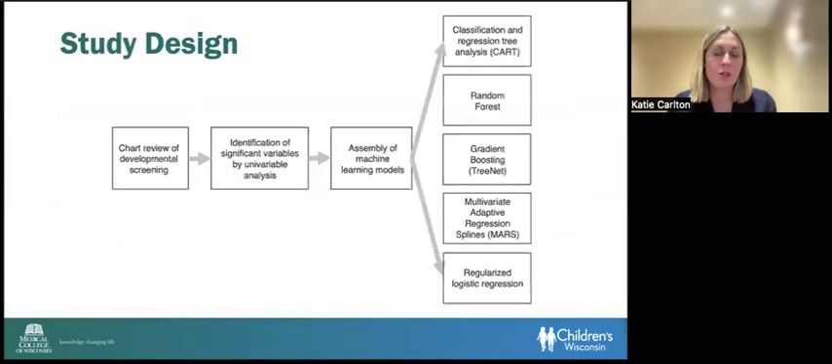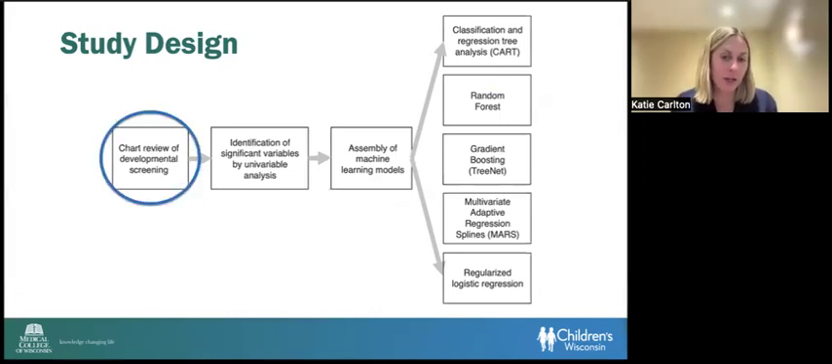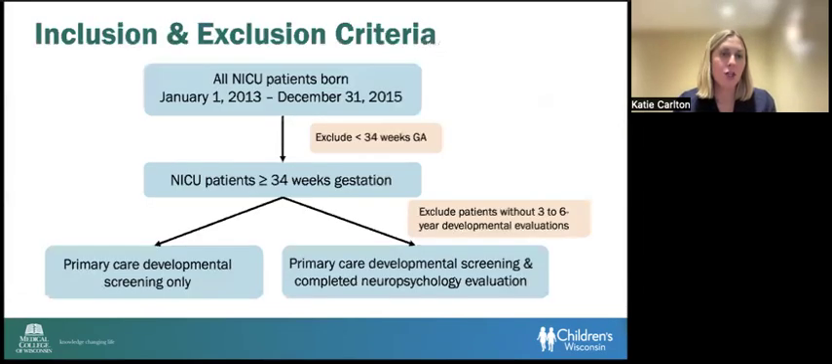This diagram shows our overall study design, which included a chart review process for each patient's developmental outcome, identification of significant NICU variables using univariable analysis, and then assembling 5 different machine learning models. So first, we identified the cohort and reviewed their developmental screening. We included, again, these NICU patients who were greater than or equal to 34 weeks, and then excluded them if they didn't have any developmental evaluations between 3 and 6 years of age.